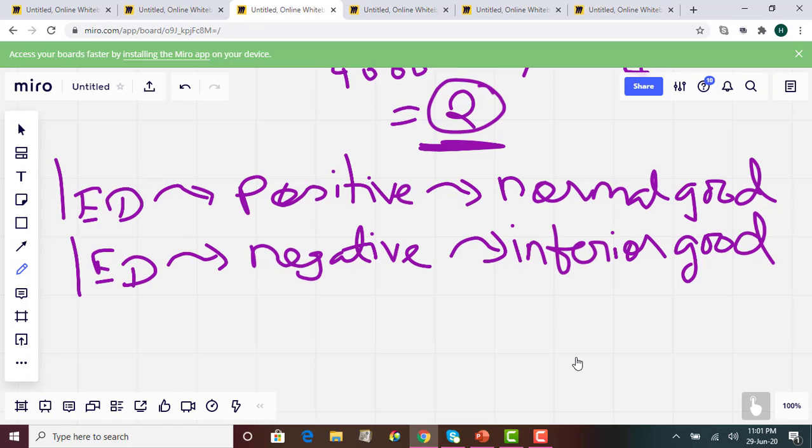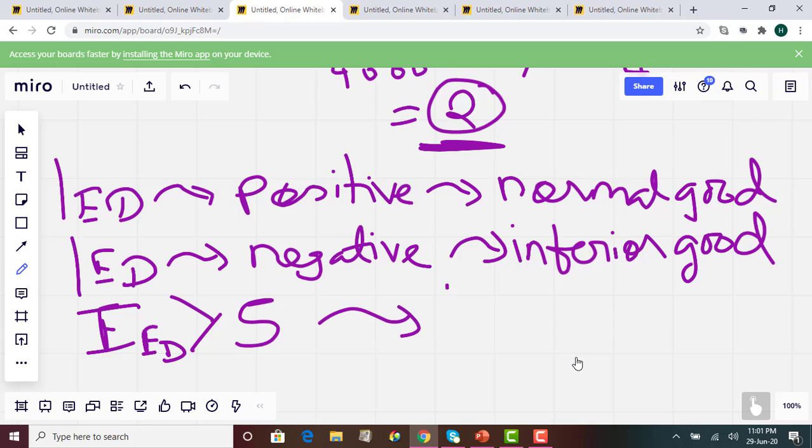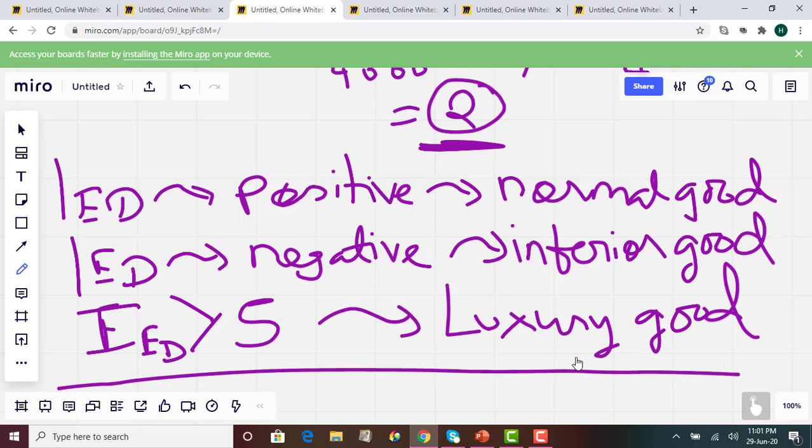And usually if it is greater than 5, then it is called a luxury good. Okay, so these are the criteria. Now remember, price elasticity of demand cannot be negative. It can be between 0 and infinity. Price elasticity of supply can also be between 0 and infinity, but income elasticity of demand can be a negative number, and if it is negative, it represents that the good is an inferior good. If it is positive, then it is a normal good, and if the number is greater than 5, then it is a luxury item.